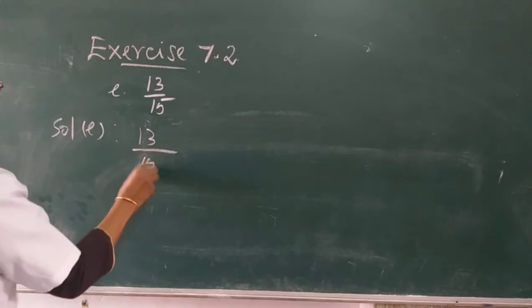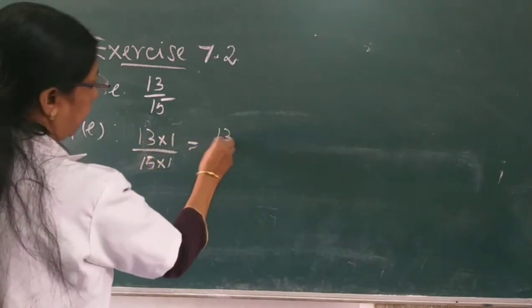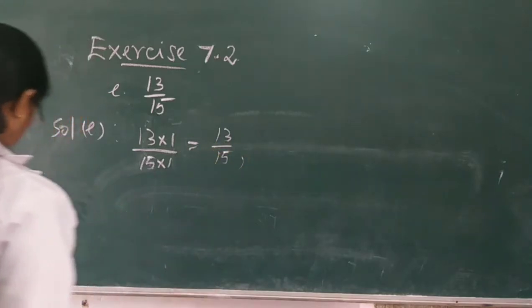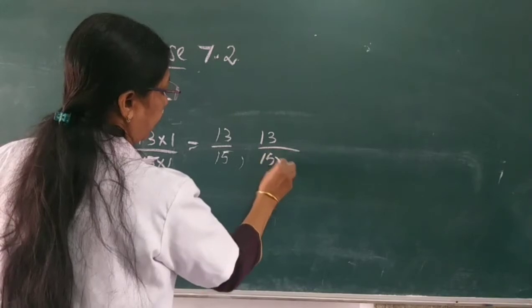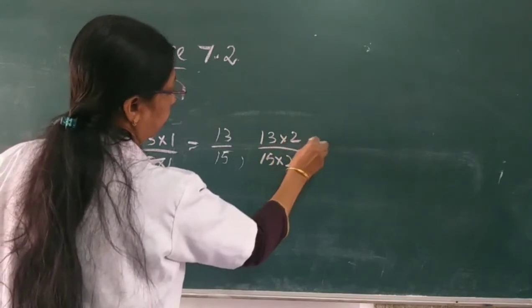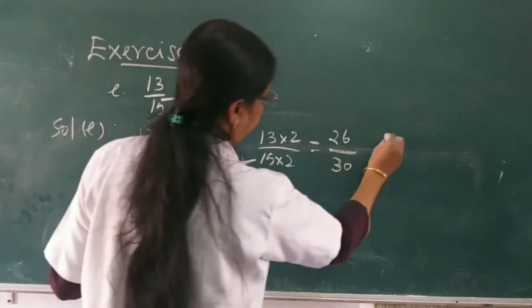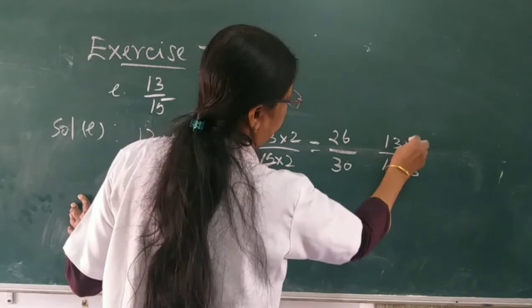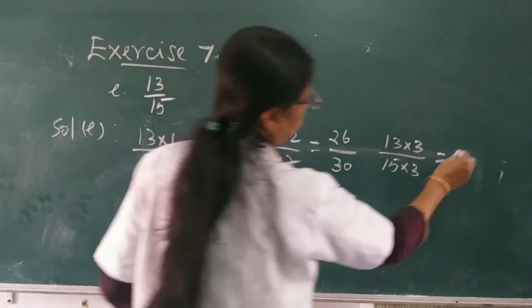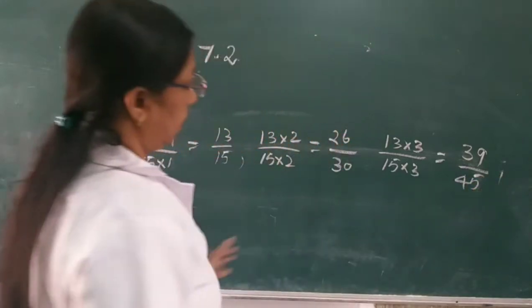13 by 15 into 1 into 1, that is 13 by 15. To get the second equivalent fraction, 13 by 15 into 2 into 2, that is 26 by 30. 13 by 15 into 3 into 3, that is 39 by 45, isn't it? 39.